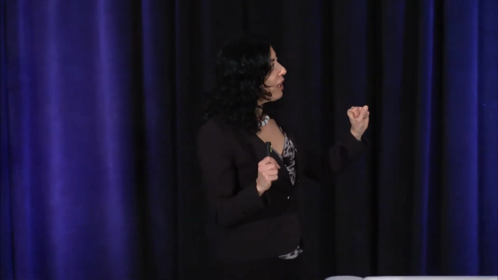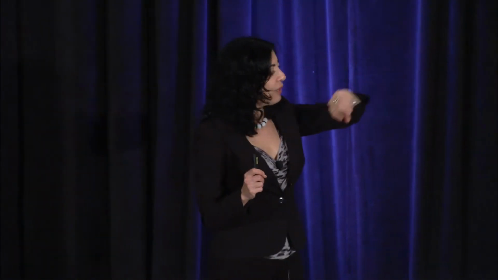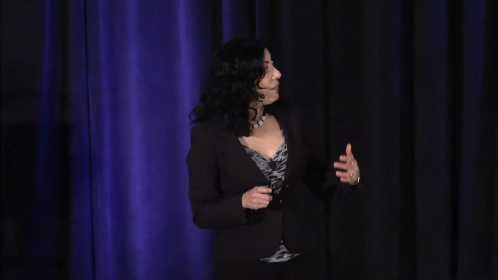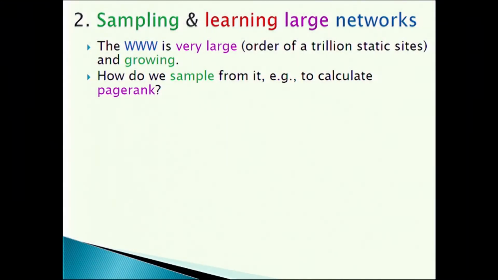Okay, so now let's go on to, so we've modeled our network. Now let's go on to how we sample and learn from a large network. Okay, so as I said, the World Wide Web is very large, it's of the order of a trillion or several trillion static sites and growing. So if I wanted to calculate PageRank on the web, I wouldn't do this on trillions of sites. I'd want a sample, and I'd want to ask, do I have a reasonable sample?